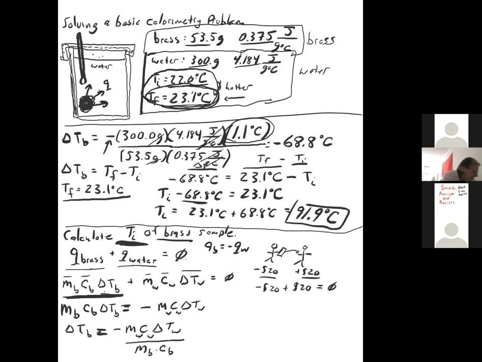Essentially what happened was they put this piece of brass in the water. It was at 91.9 degrees C. It was hot, almost the boiling point of water. And then it transferred heat into the water, and the water got hotter and the brass got colder. Now notice the brass really cooled down quite a bit, right? It went from 91.9 all the way down to 23.1. That's a big change, 68.8 degrees C.